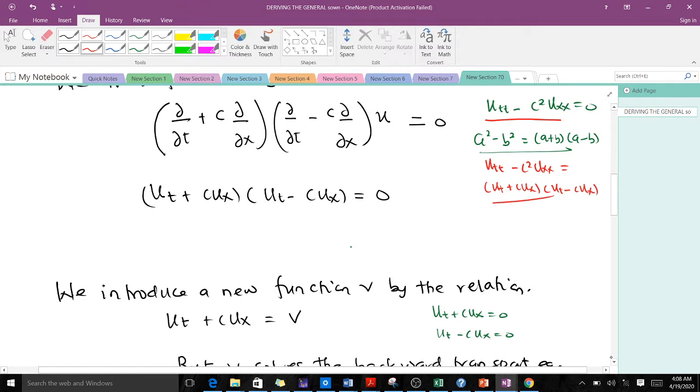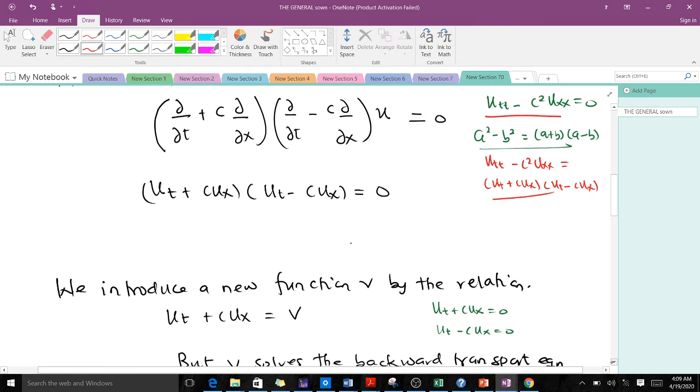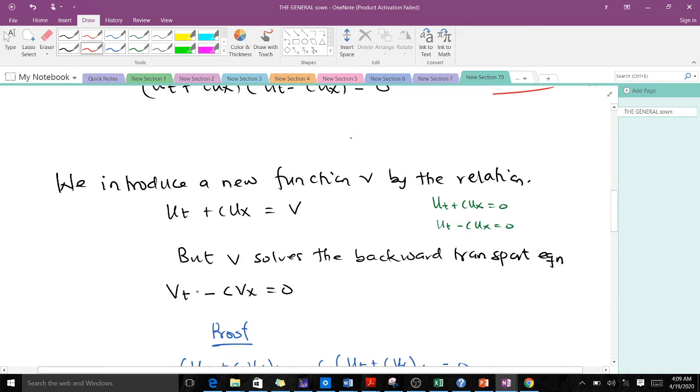Then when we are done, we introduce a new function v. Know that in some books you can see w or any other variable. So we introduce a new function v such that our u_t plus c u_x equals v. That means our transport equation equals that v. Alright, so because our transport equation equals this v, it follows that this v solves the backward transport equation. So it means that v_t minus c v_x equals 0, and we can prove why this statement holds.